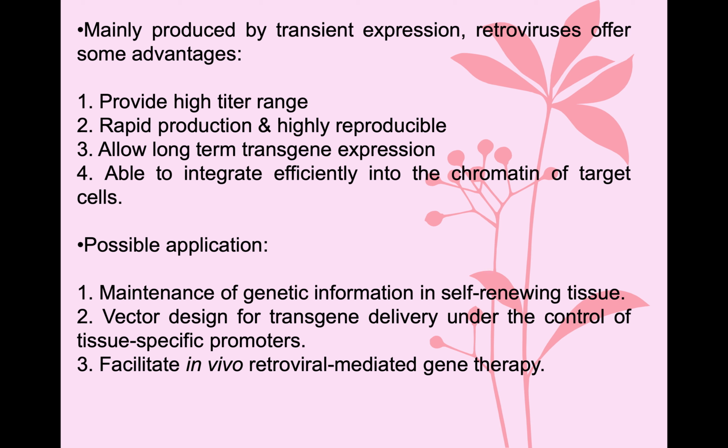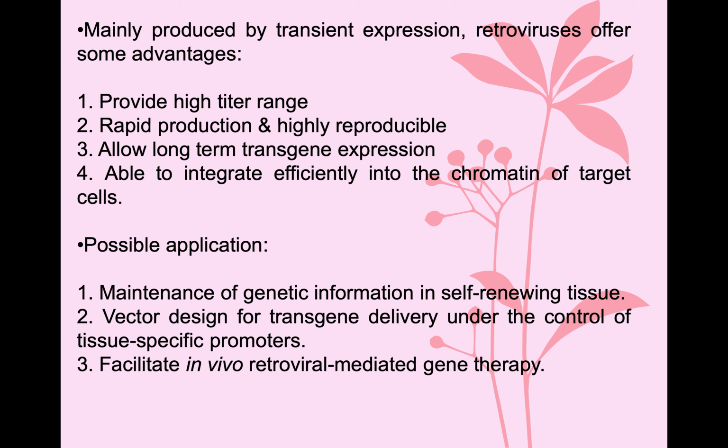For this kind of gene therapy, it is mainly produced by transient expression, and of course some of the advantages offered by using retroviruses are that it provides a high titer range, so both of them have these similarities. It has rapid production and is highly reproducible, so no problem there to make sure that your result is valid. It allows long-term transgene expression, usually more than 24 hours, that has been reported, and is able to integrate efficiently into the chromatin of the target cell, which means that it should be no problem to be integrated and replicate as one with the host.